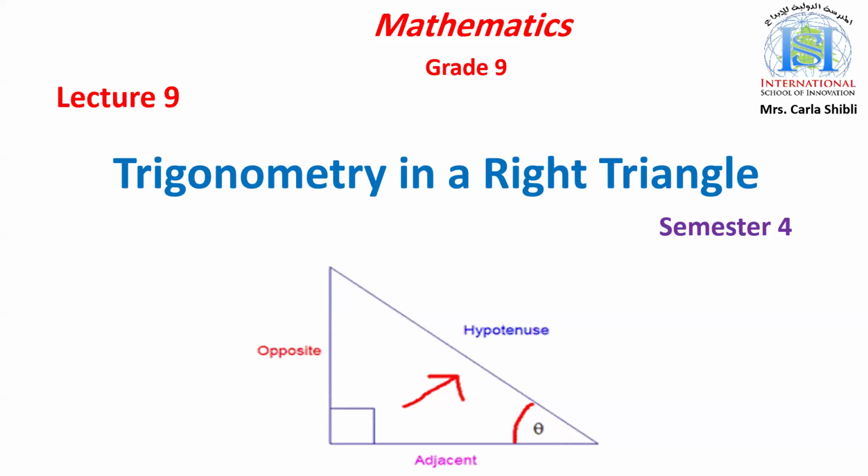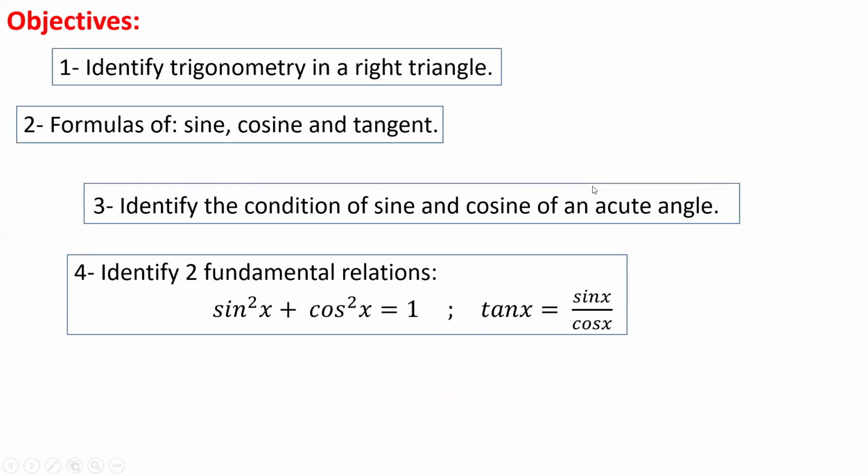This is lecture 9 in mathematics, and the title of our lesson is Trigonometry in a Right Triangle. What are the objectives of this lesson? Number 1, identify trigonometry in a right triangle. Number 2, formulas of sine, cosine, and tangent. Number 3, identify the condition of sine and cosine of an acute angle.